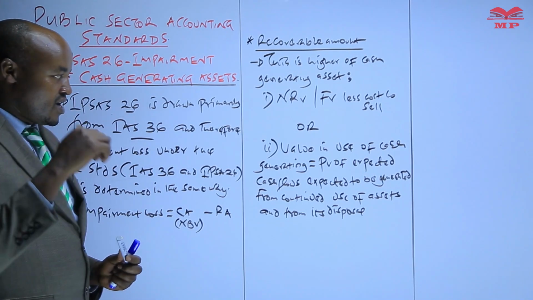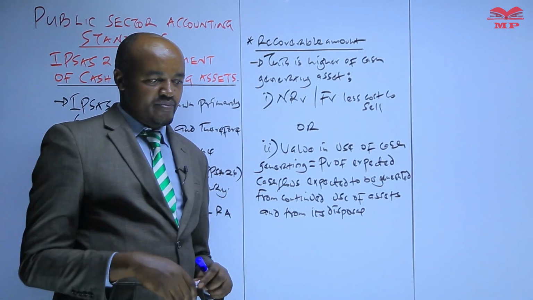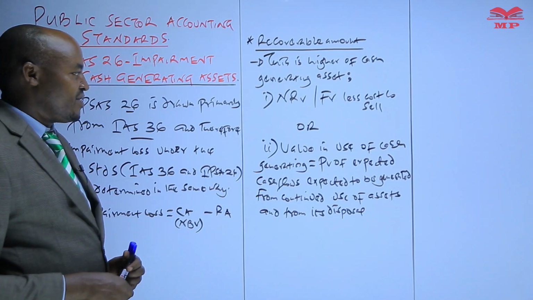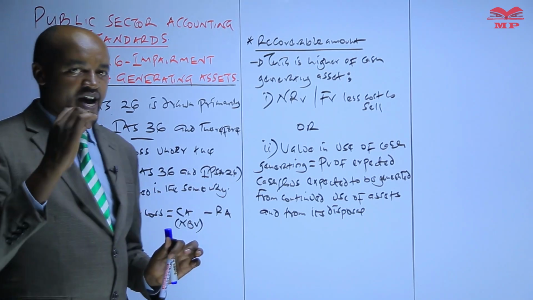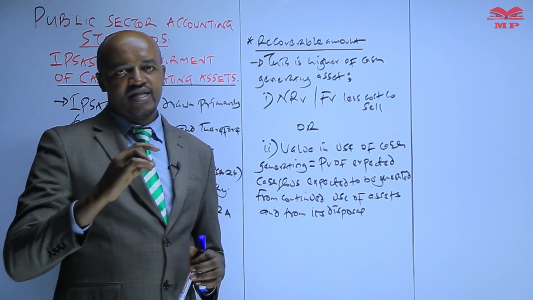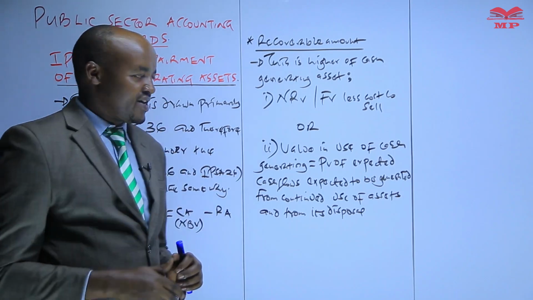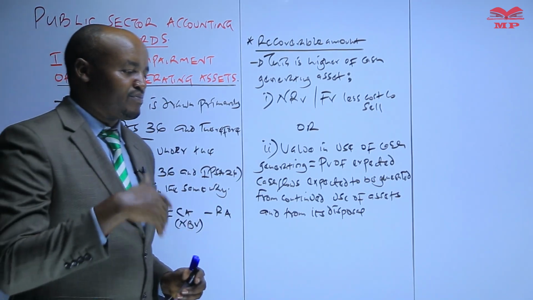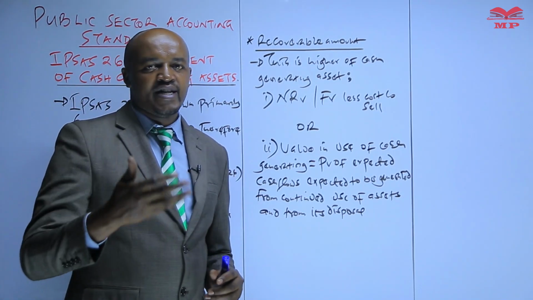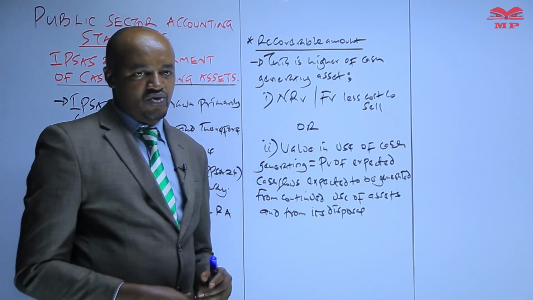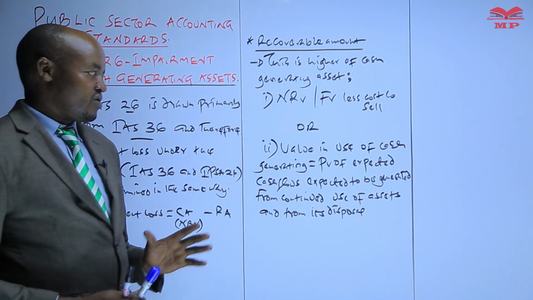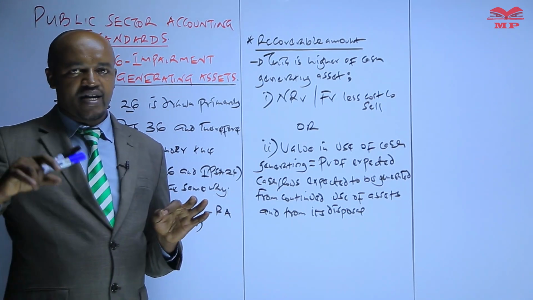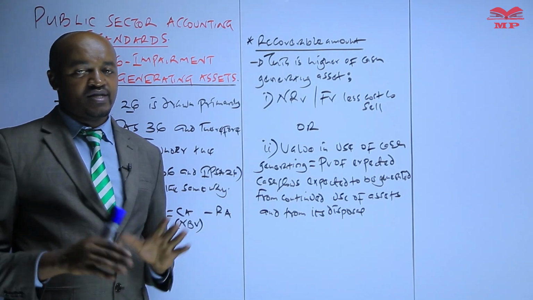Recall what we said in our previous session. To determine the value in use of a non-cash generating asset, we define that as the present value of the remaining service potential of a non-cash generating asset. So therefore, you can see the definition of this particular term, the value in use under IPSAS 21 and IPSAS 26, is different.